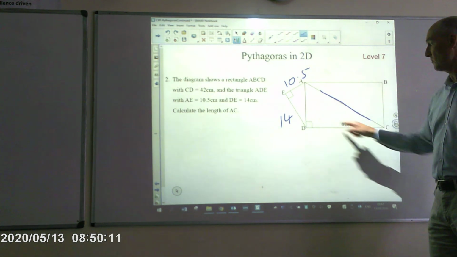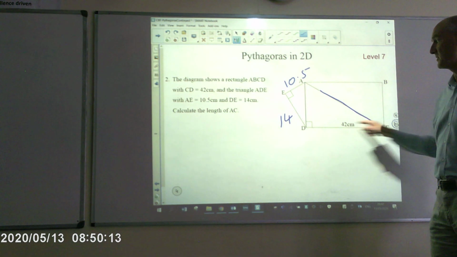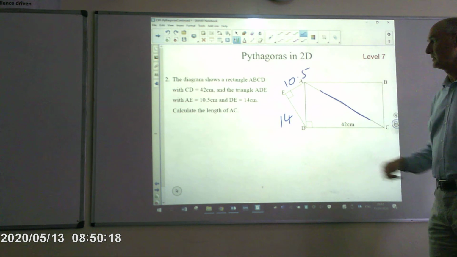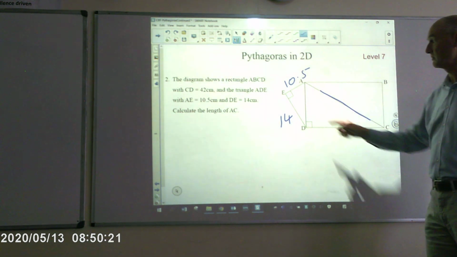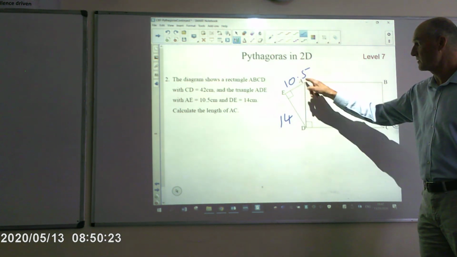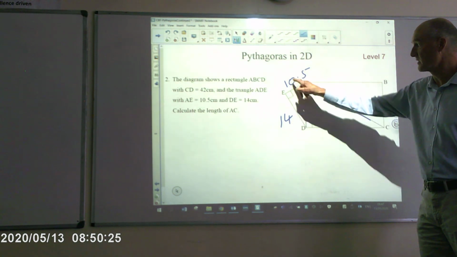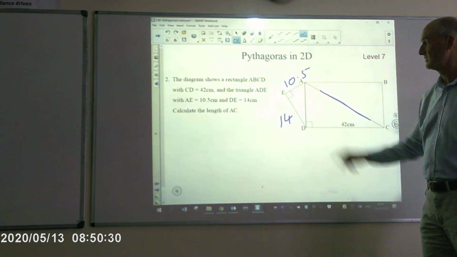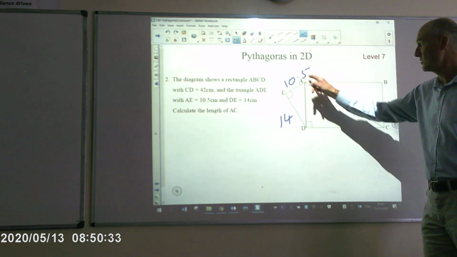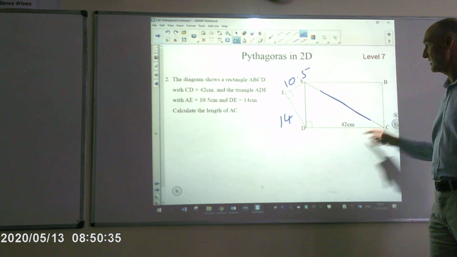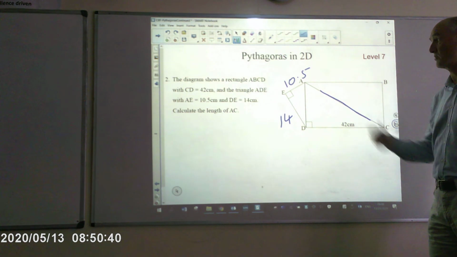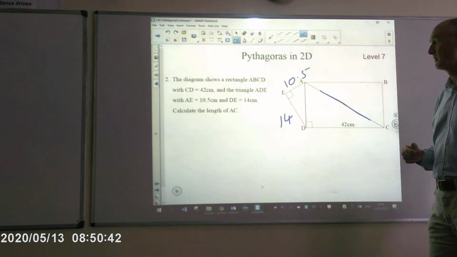Now we've got a nice little right angle triangle here with the 42 centimetres at the base, but we don't know that length. So try this for yourself first. We can use this right angle triangle here, where we've got the two short lengths here, to find that length AD. Once we've found AD, we can then use that length there and that length there in a right angle triangle to find AC, which is what the question's asking us to do. So have a go at that for yourselves first, and then we'll go through the solution.